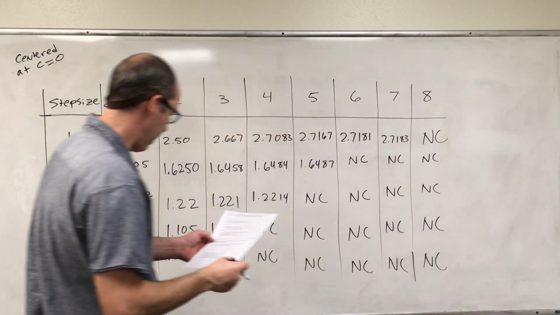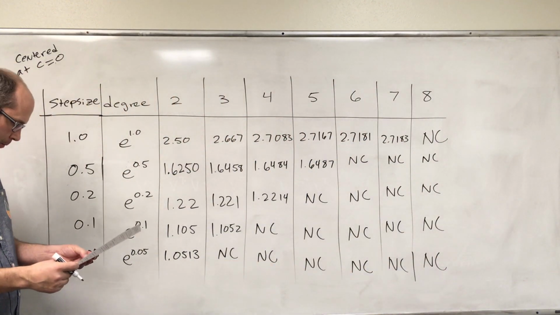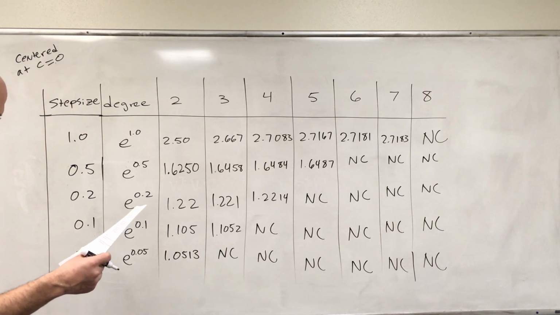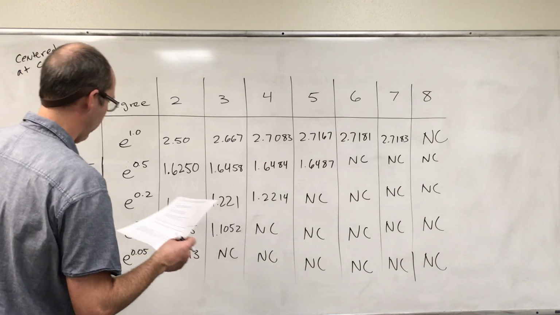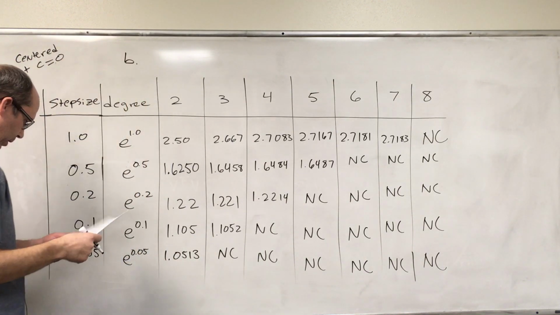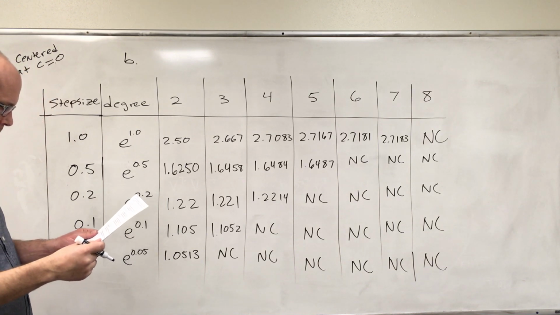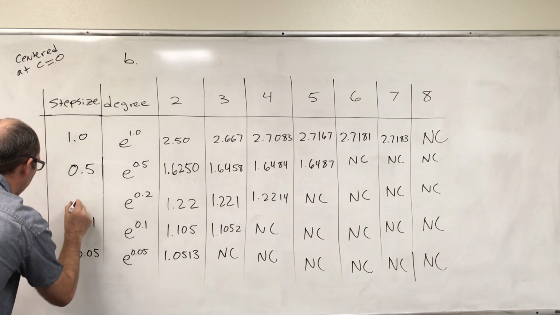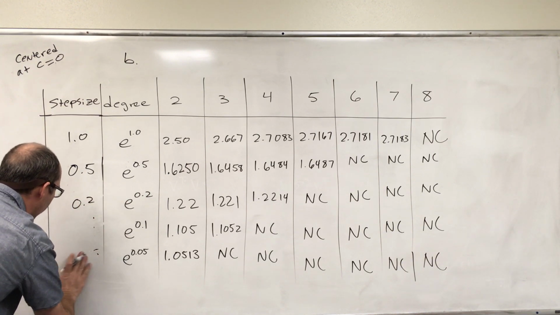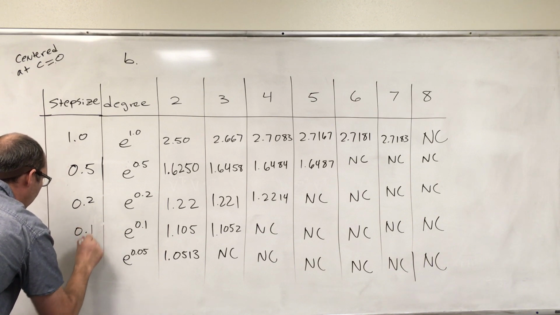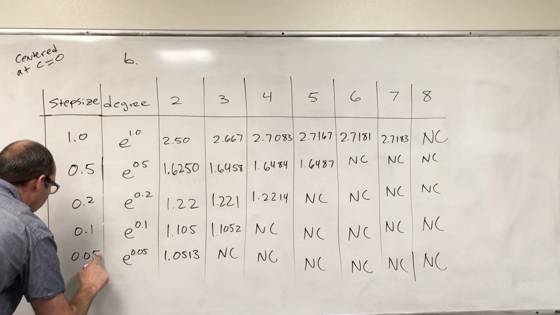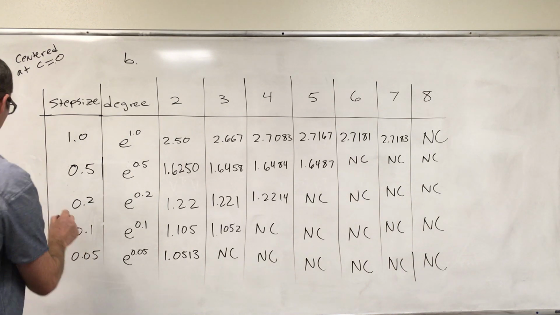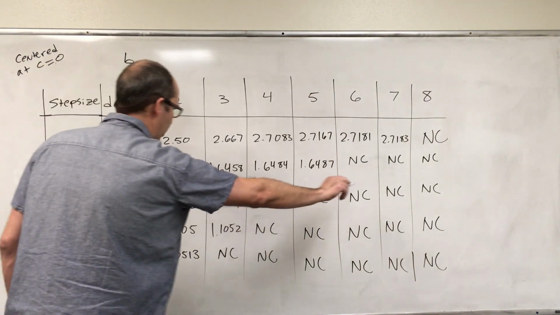Okay, so now problem 9, I'm going to answer B, C, and D. Okay, so let's look at part B. Suppose you're required to use a step size 0.2. That was 0.2, it's right there. I guess these are 0.1, 0.05. So we're supposed to use a step size of 0.2. That puts us in this row.